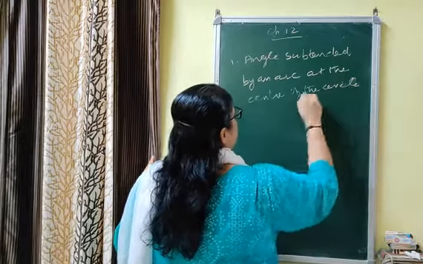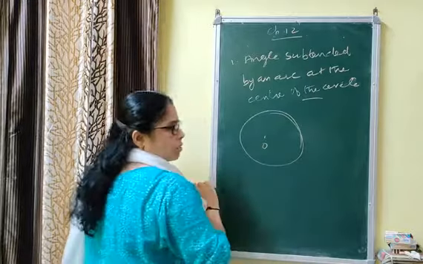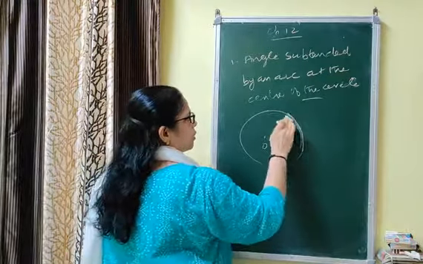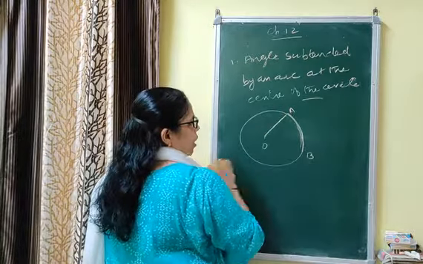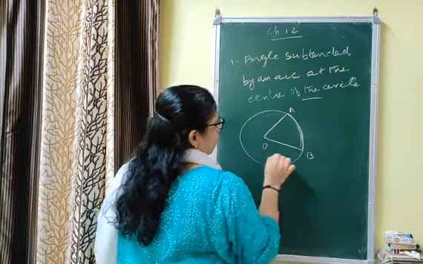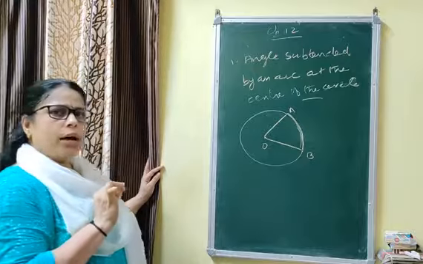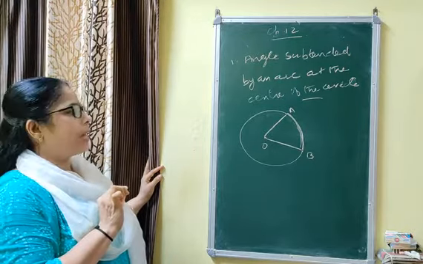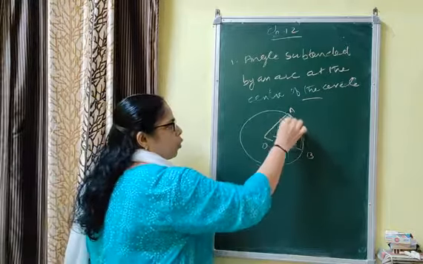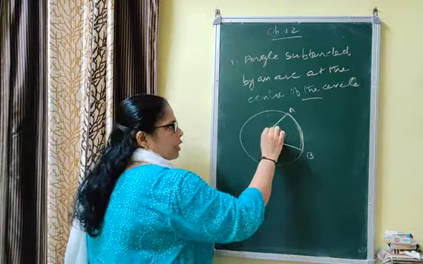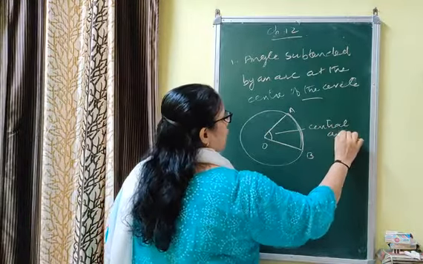I am drawing a circle. Suppose that this is the circle and this is the center. I am taking the arc AB. Now, the angle made by the endpoints of the arc with the center of the circle, that is, the angle made by the arc and the radii joining the endpoints of the arc. Arc और उसके endpoint से जो radius बनता है, इस angle को कहते हैं central angle. That you know in class 9th.